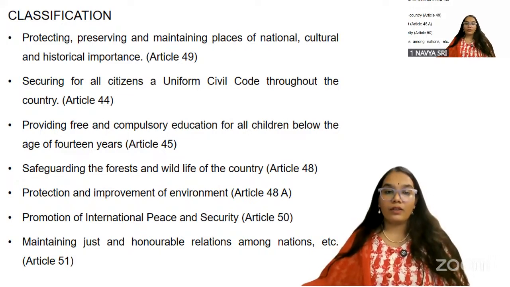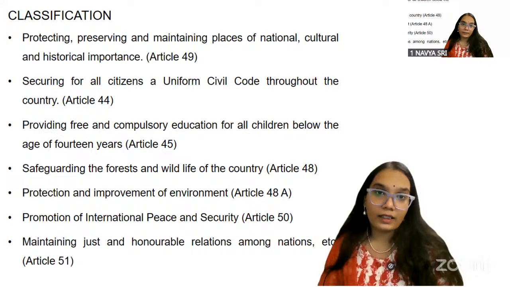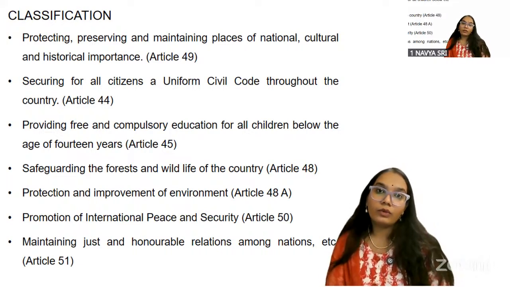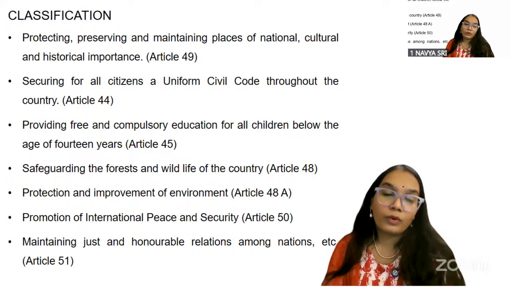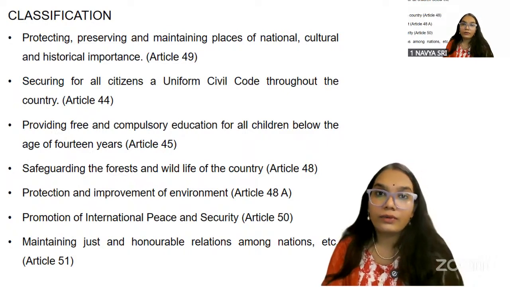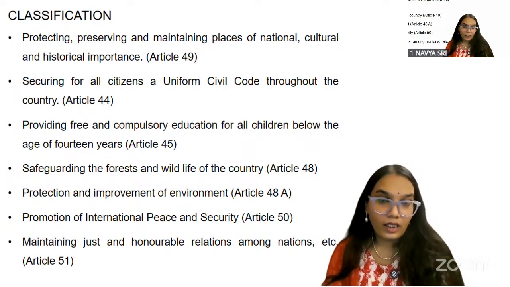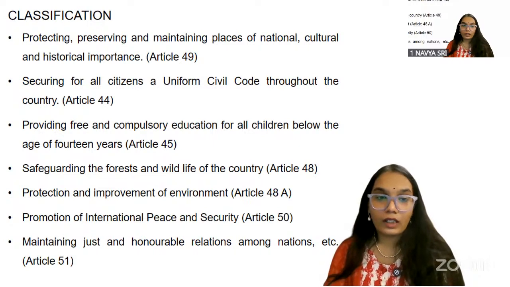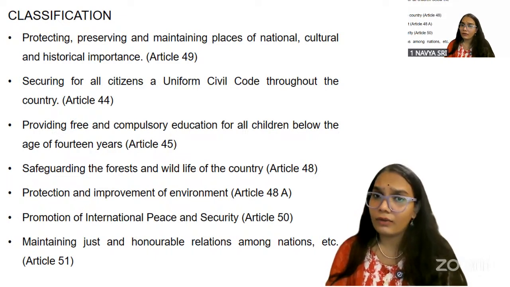So, on the basis of this Article 44, the UCC has been trying to change and provide a uniform civil code throughout the country for all the religions. Yes, and hopefully we'll see what's going to happen. Then providing free and compulsory education for all children below the age of 14 years. So this Article 45 has been taken.